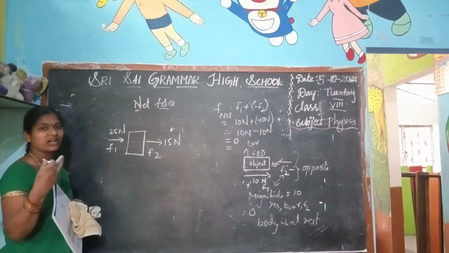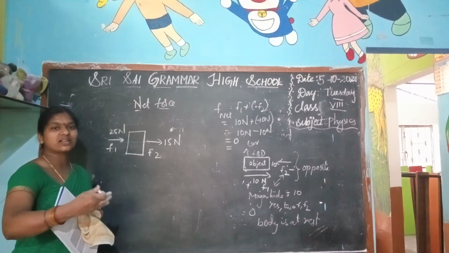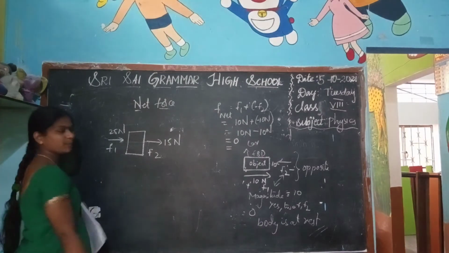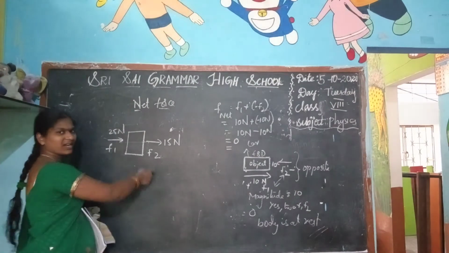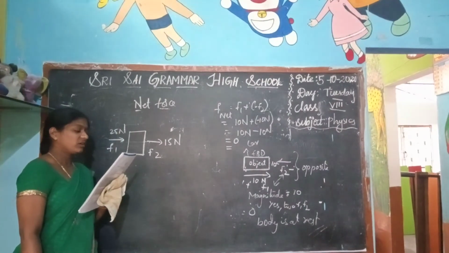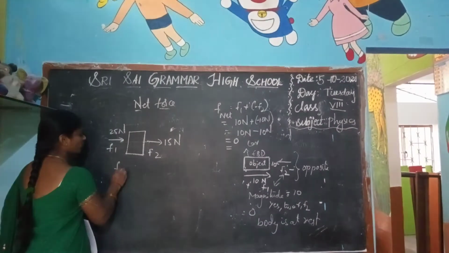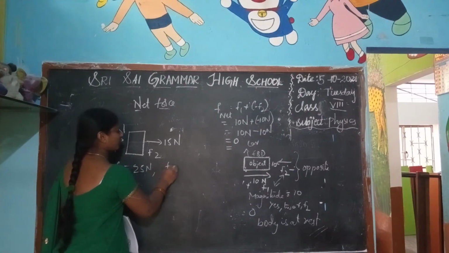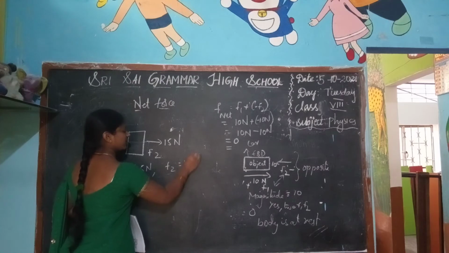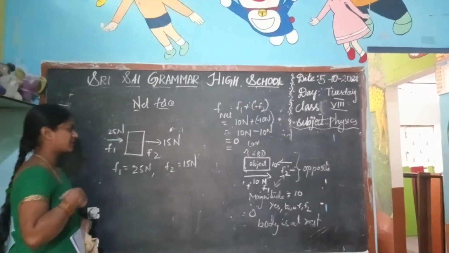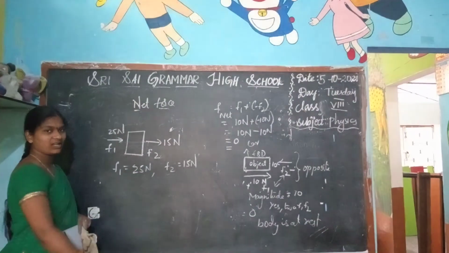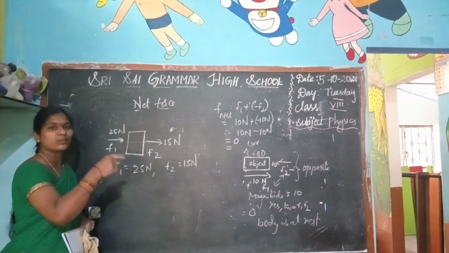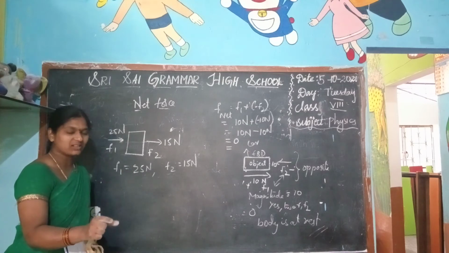By calculating the net force only we can say the body is at rest or in motion. Now see how many forces are acting? Two forces, that is F1 and F2. F1 is 25 N. F2 is 15 N. Now the two forces are acting on a body. Now we have to prove whether the body is in motion or at rest.